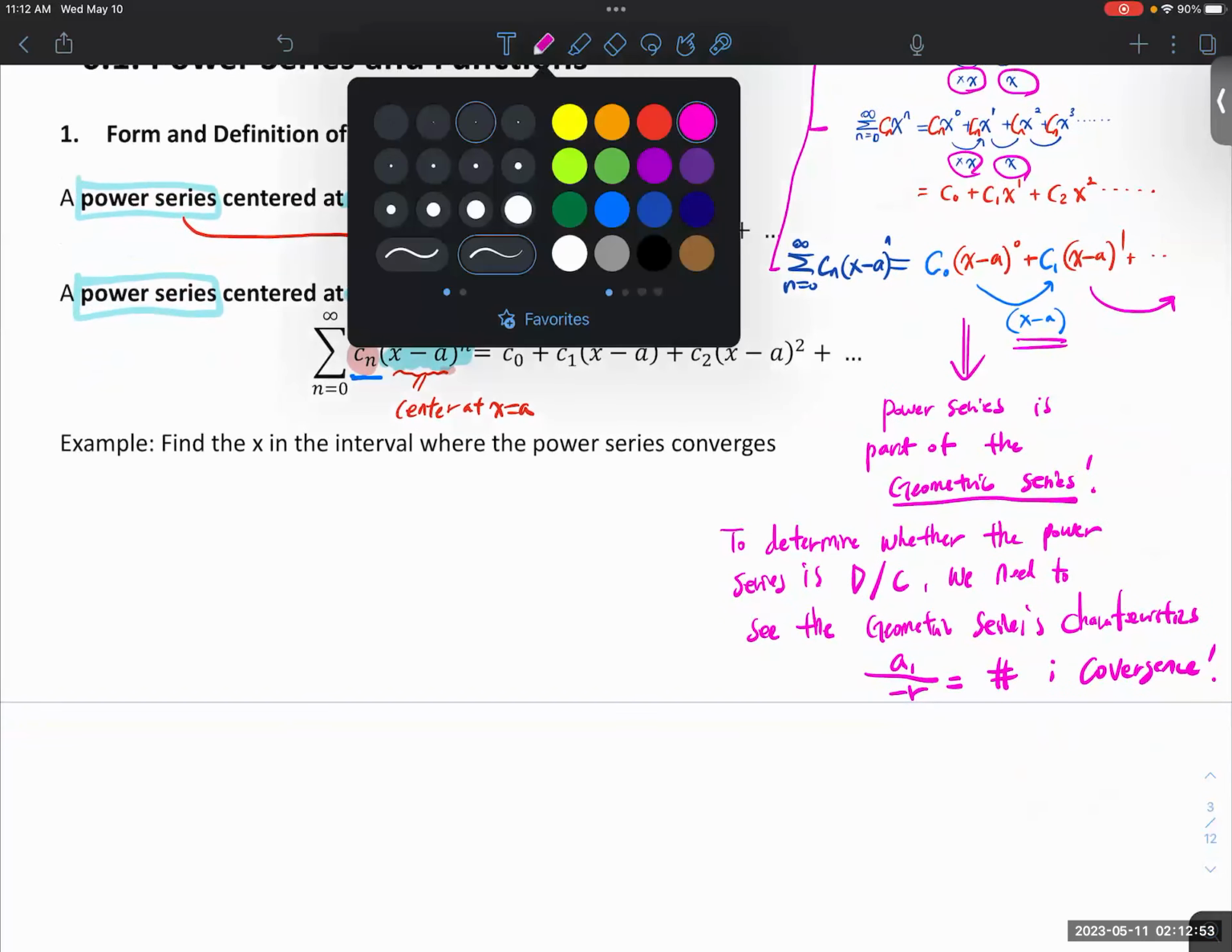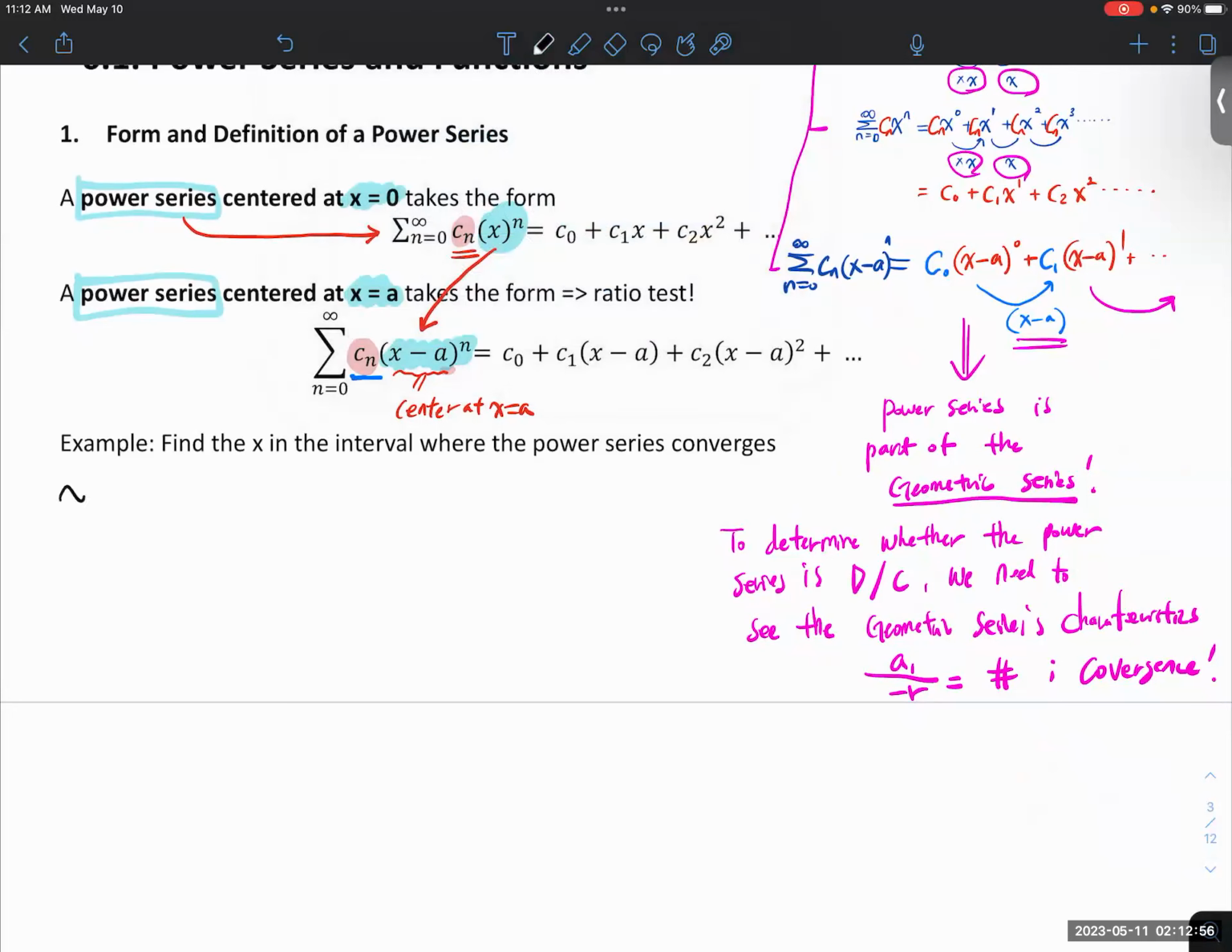So here is my real problem. Let's say I have a power series that looks like x minus 3 to the n over n. Take a look at it. We are going to find the x interval where this power series converges. I want to find out which x interval. x should be a particular number. We don't know yet, but when x is in a certain interval, this entire power series will be convergent all the time. So check it out.